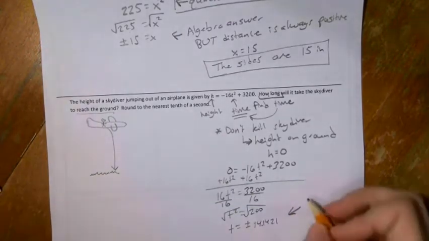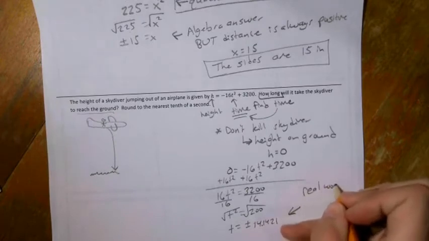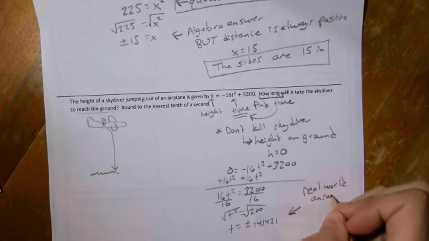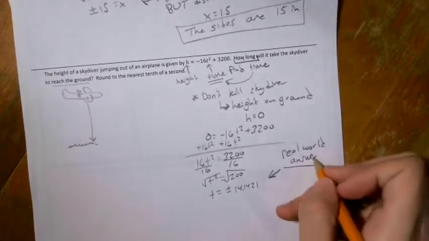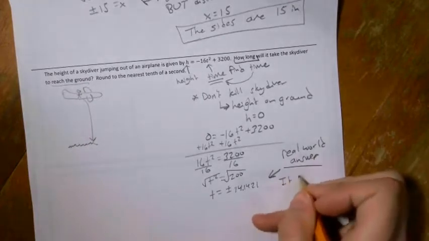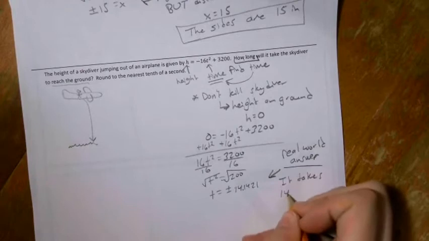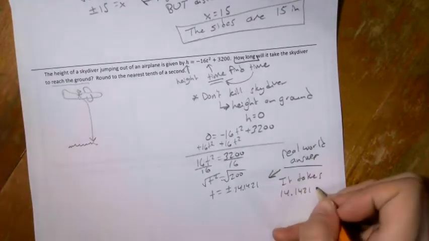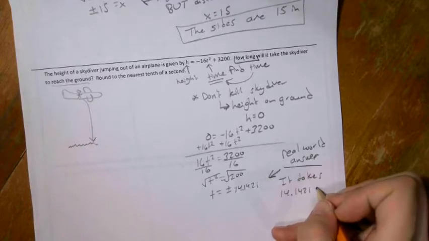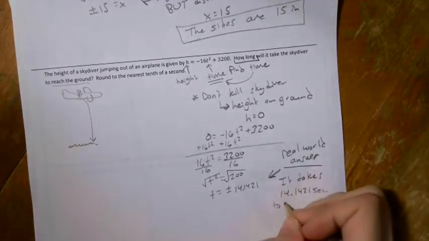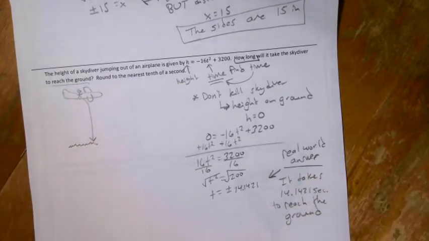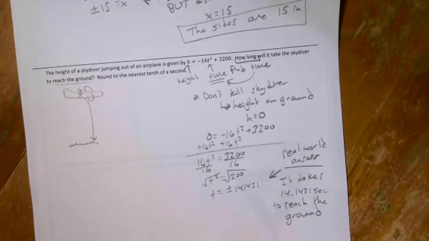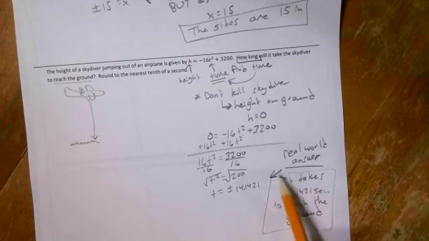Now think about this. The real world answer is not going to be negative. Negative time would be in the past, right? So the real world answer will be, it takes 14.1421 seconds to reach the ground. Right? 14.1421 seconds to reach the ground. That's the real world answer. So we always get a plus or minus, but we have to do that check, right? We have to do that check.